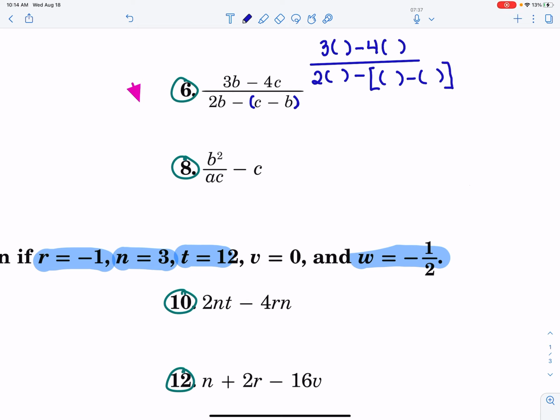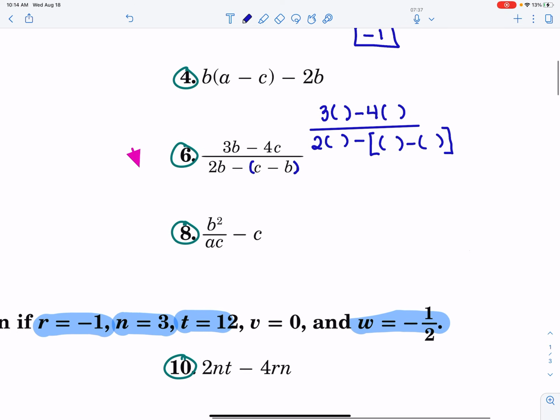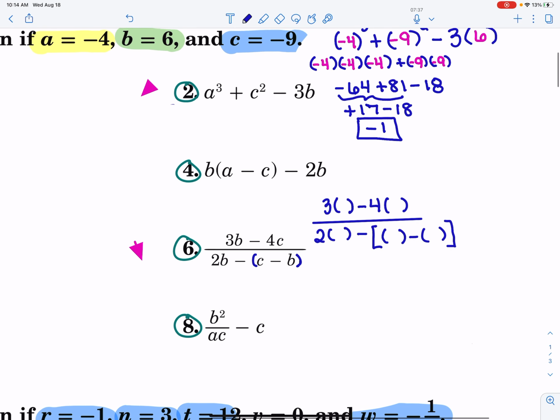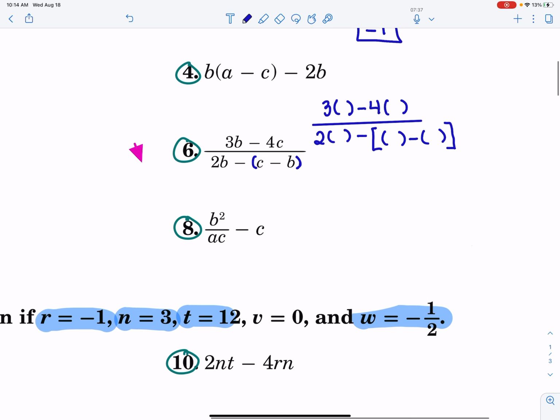Now I'm going to go back and just substitute in those values that they gave us. Everywhere there was a B, we're going to replace it with 6, and everywhere there's a C, I'm going to replace it with -9. So all the B's are going to be 6, and all the C's will be -9.